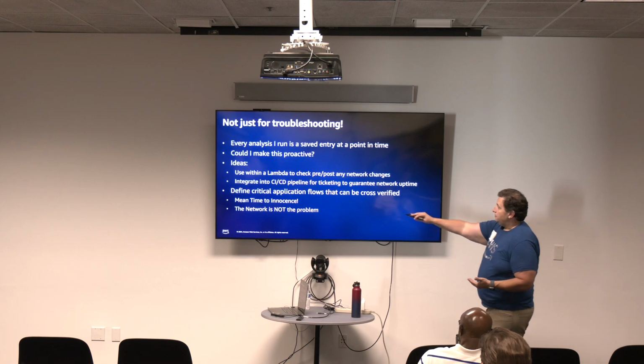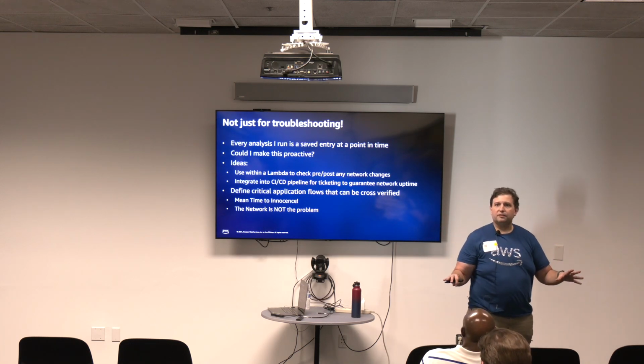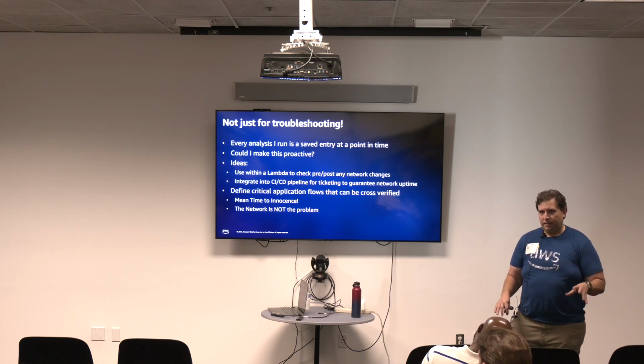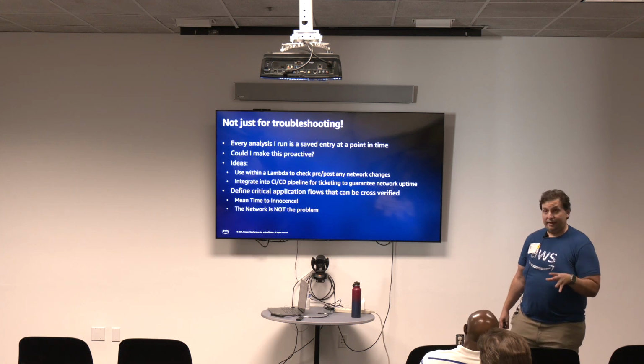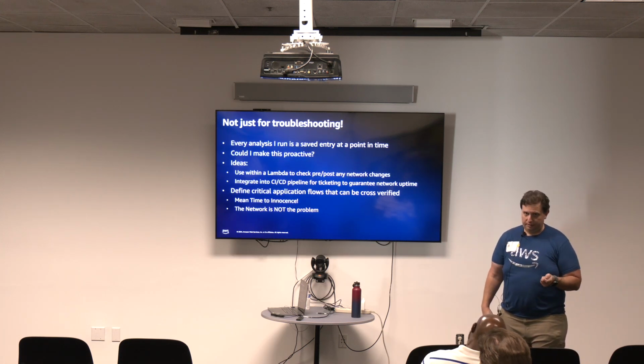So what else? Defining these critical application flows. Now I have a full matrix to prove out. Here's all of my app flows that I care about and are important. And so anytime someone asks me about the health of the network, I don't have to guess and say, yeah, it's fine. I have documentation, and I have proof to show it to them.